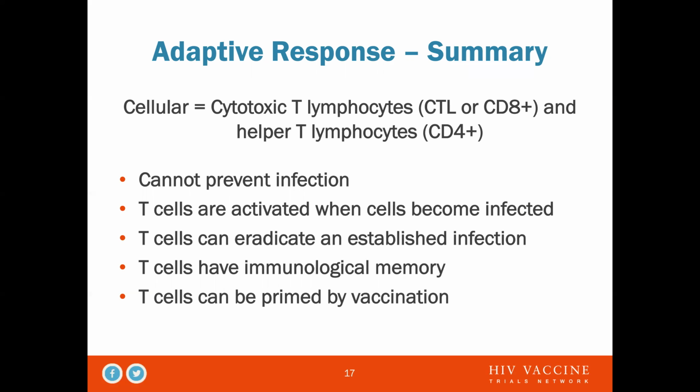In summary, the cellular response of the adaptive response cannot prevent infection. T cells are activated when cells become infected. T cells can eradicate an established infection. T cells do have immunological memory. They will remember a prior occurrence or infection. T cells can be primed by vaccination.